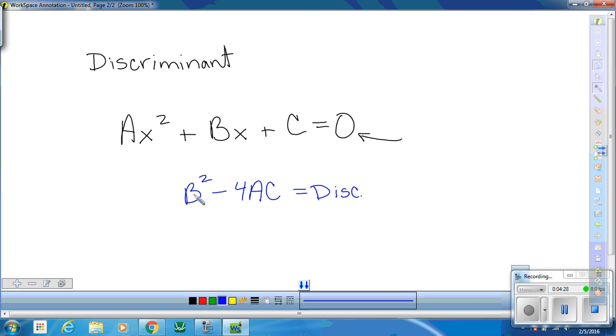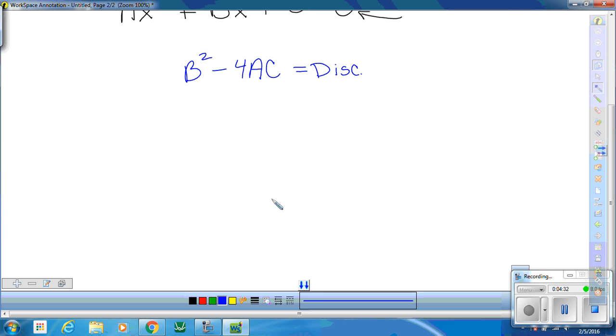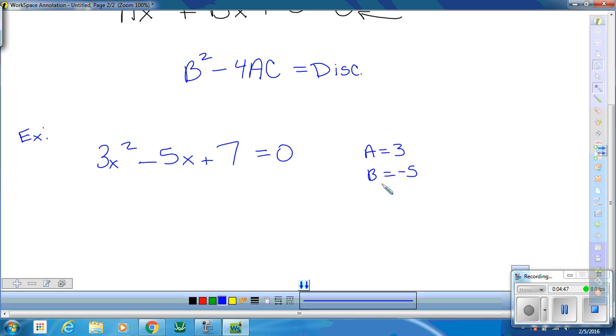So this is what I can plug in to find the discriminant. You just end up doing a little bit of arithmetic. So for example, if I have 3x squared minus 5x plus 7 is equal to 0, A is equal to 3, B is equal to -5, signs do matter, and C is equal to 7. So if I wanted to find the discriminant, which is b squared minus 4ac, I would just have to plug these in.